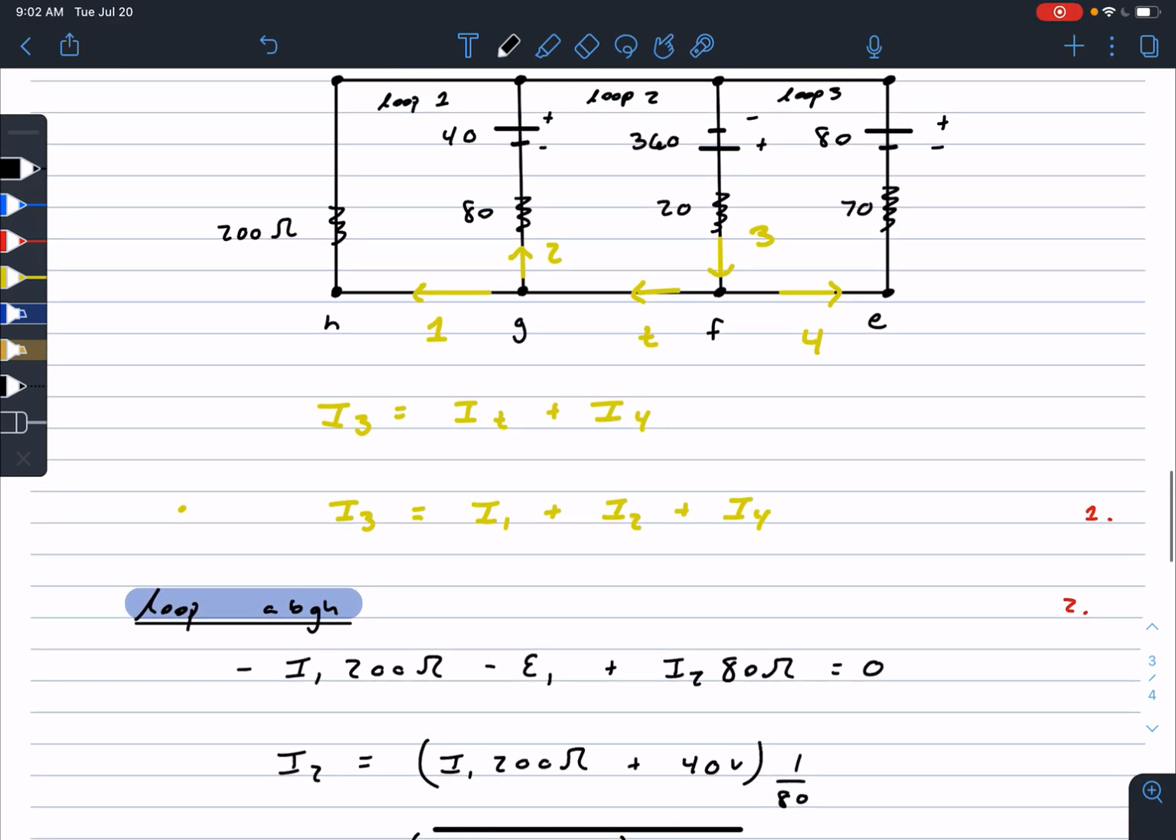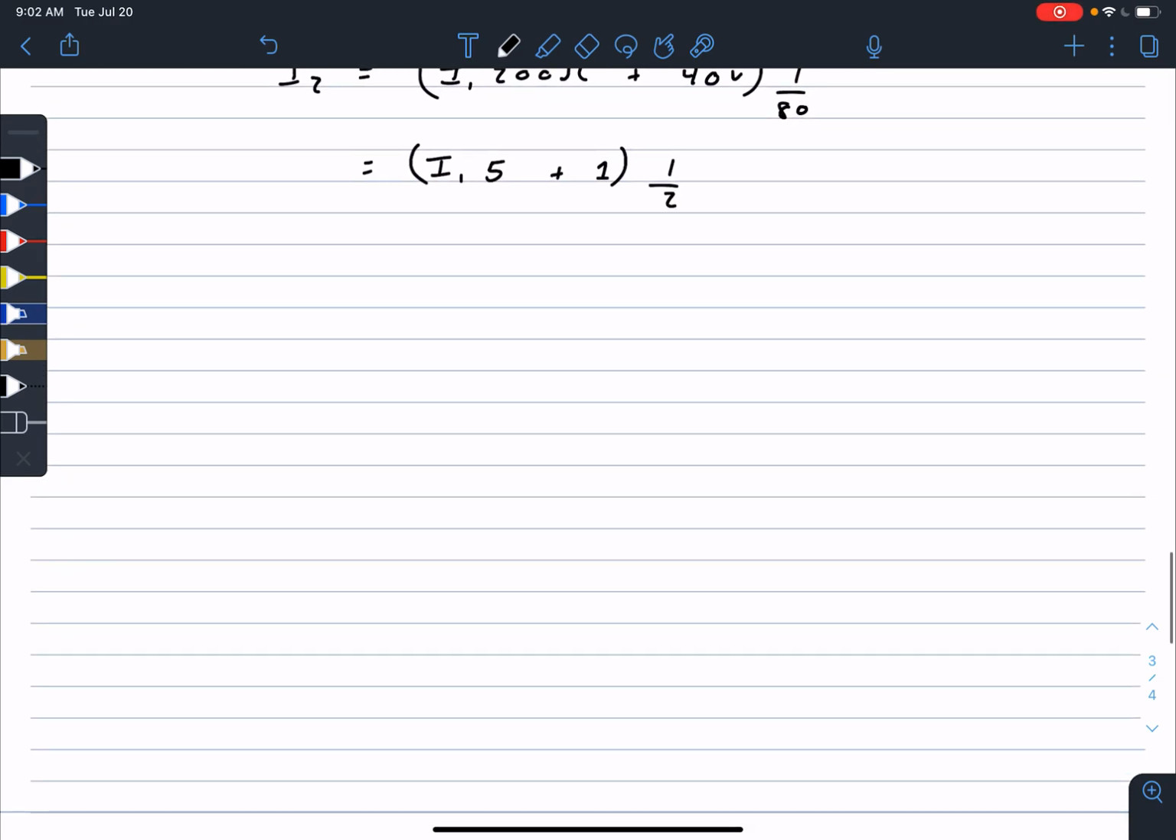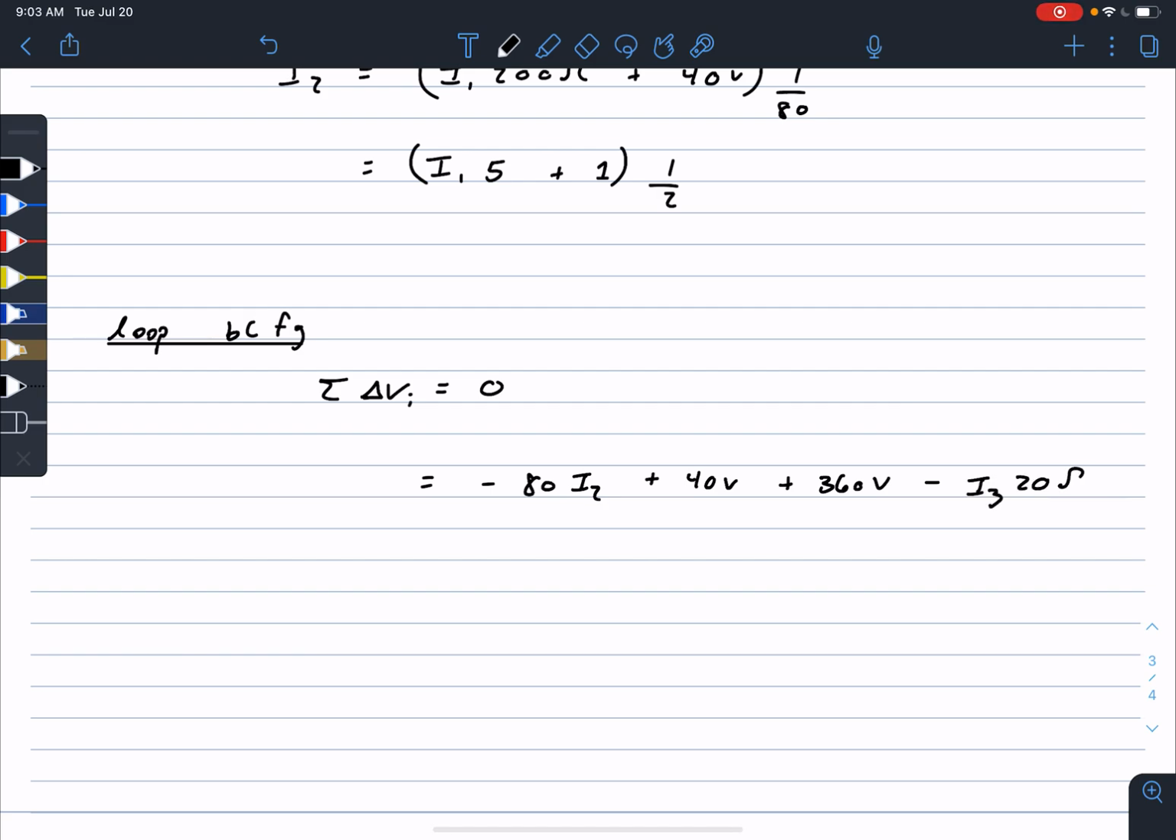So let's write these down. We have loop B, C, F, G. The sum of the potential differences should be equal to 0. It's going to equal, we had 80 ohms, that's negative 80 ohms times I2 plus 40 volts plus 360 volts minus I3 times 20 ohms. And that's all equal to 0.